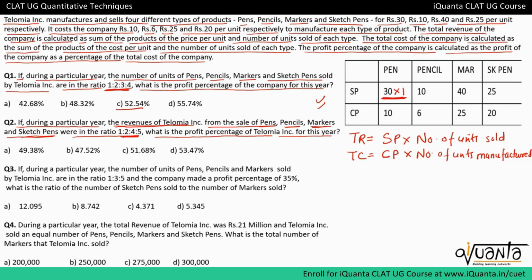And now let us find the number of pencils so that the revenue from pen and pencils becomes 1:2. So if this is 30, then to make the ratio 1:2, we have to make the revenue from pencils 60. So we'll have to buy 6 pencils. Similarly, to continue the ratio as 1:2:4 among pen, pencil and markers, what we have to do is we have to make the price of markers as 120.